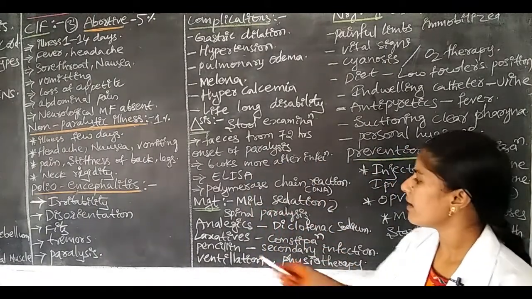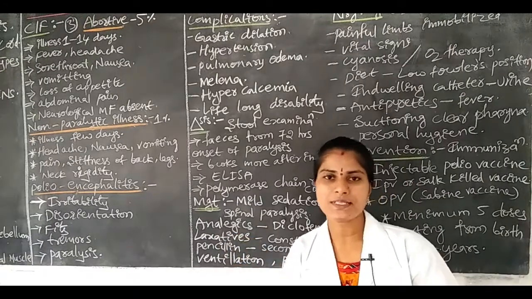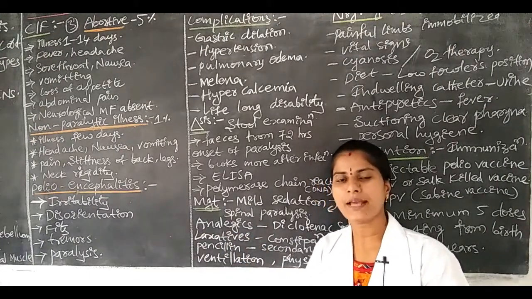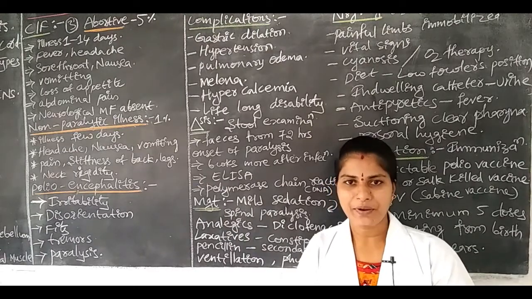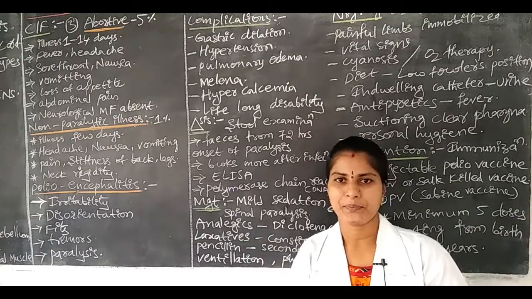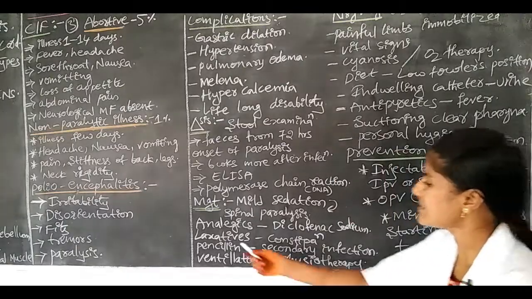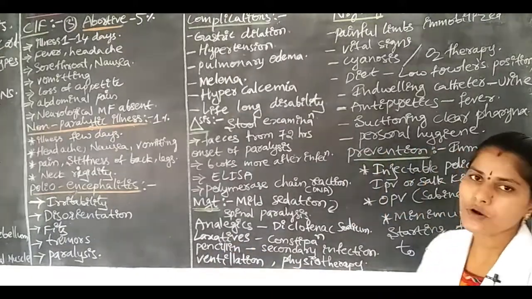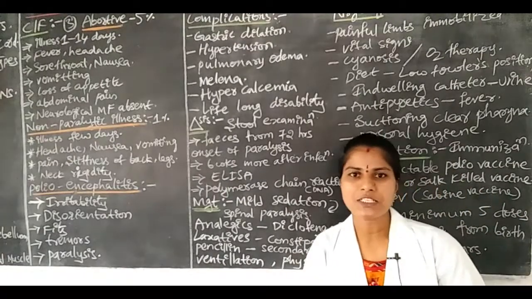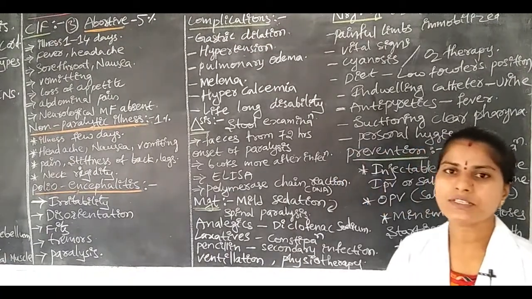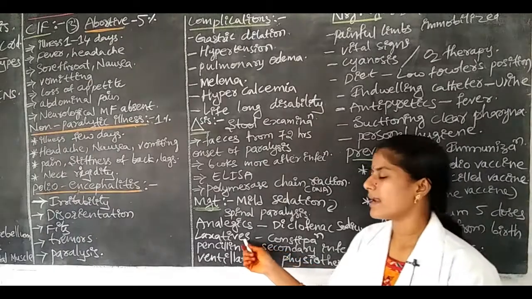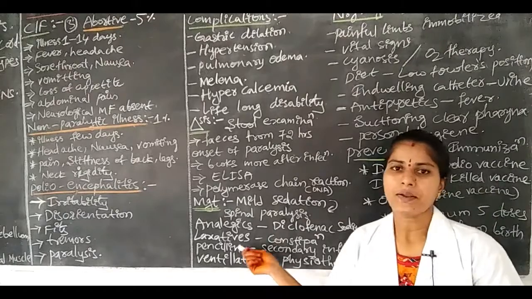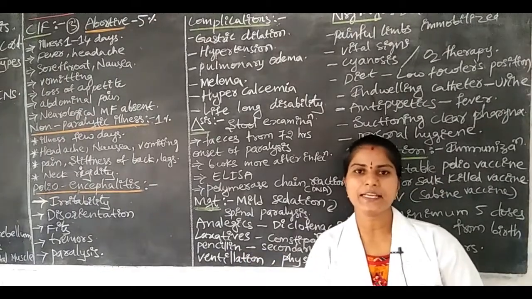Next one is the analgesics. We have to administer analgesics, for example diclofenac sodium tablets or injection, for reducing the pain. Okay, next one is the laxative. If the children are having a constipation problem, for prevention and control of constipation we have to administer laxative drugs. Okay, next one is penicillin for the prevention of secondary infection.